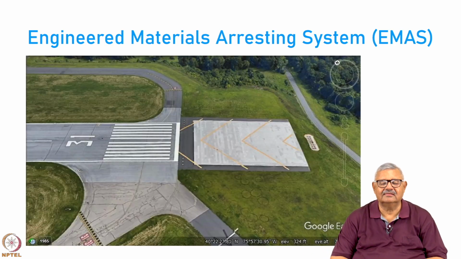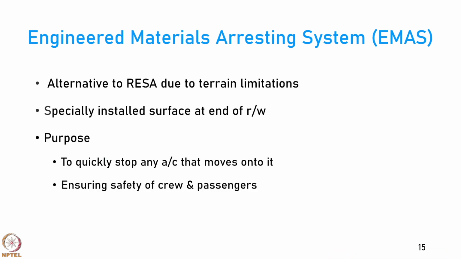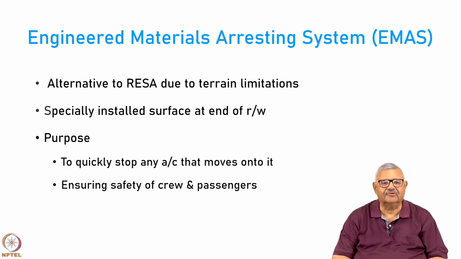It looks like this. The yellow colored hash lines on the right hand side of the picture indicate the EMAS system. You can notice that there is a road at the end of the runway. So, therefore, so much area is not available beyond the end of this runway. So, the purpose of EMAS is to quickly stop the aircraft that moves into it.